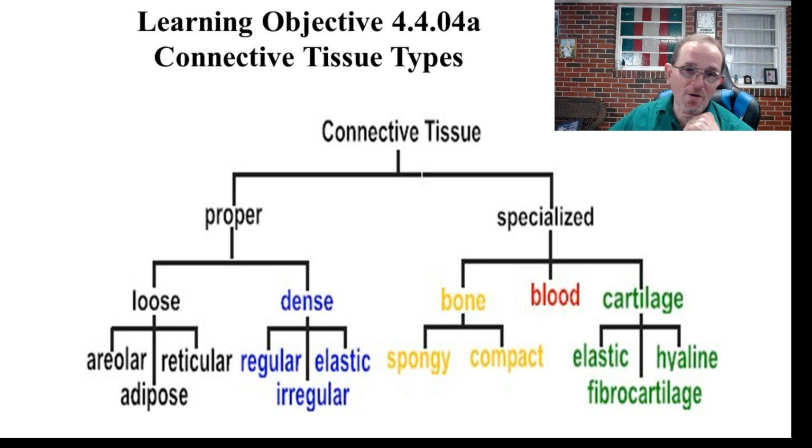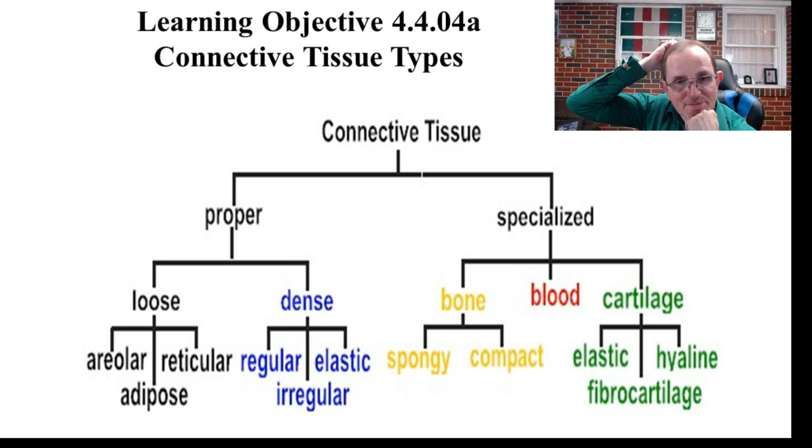There's the areolar, there's the adipose, which we've already kind of mentioned, and then there's reticular tissue, which is made up mostly of reticular fibers, which kind of makes sense if you think about it. Then we have the dense connective tissue proper, and we have dense regular, dense irregular, and then elastic dense connective tissue. Now the specialized tissue, we've got blood, as I told you. It's just kind of in its own category.